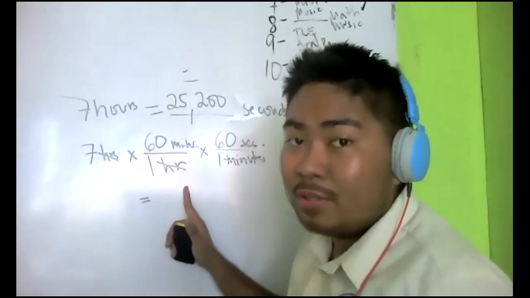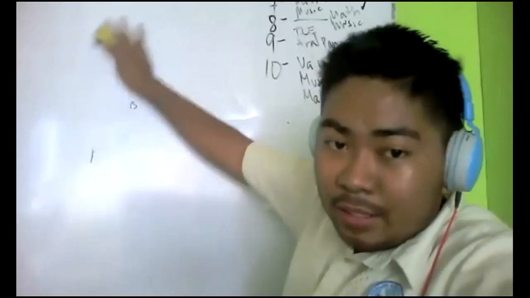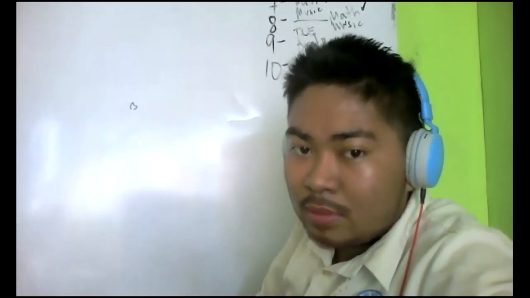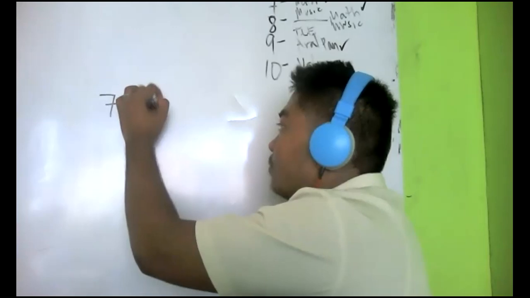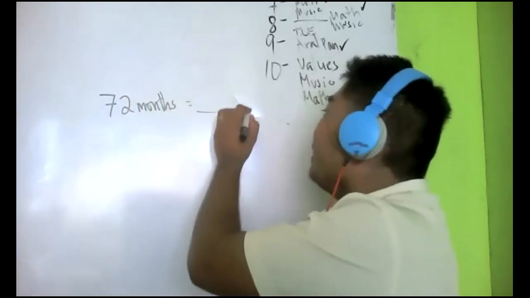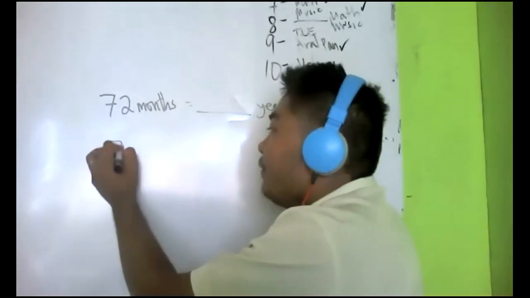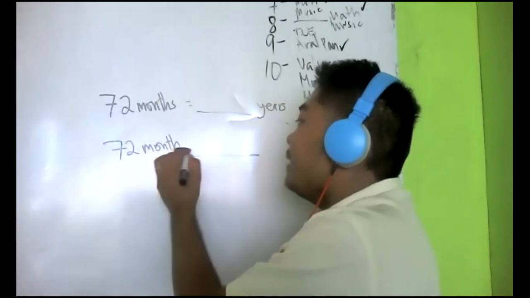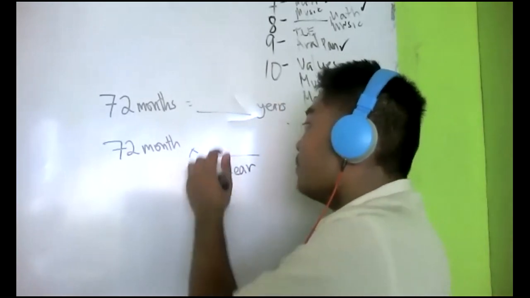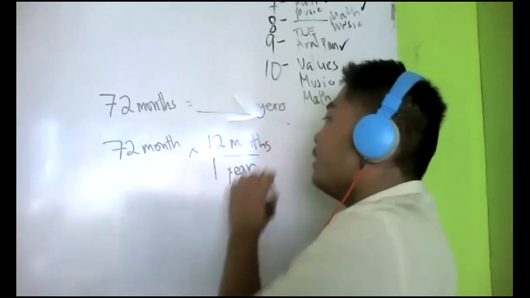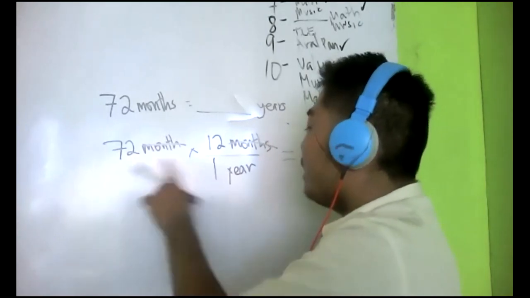But when you go to a bigger unit, you will divide. For example, this one. What about this? This is easy, 72 months. 72 months, how many years? If there are 72 months, we know that in a year there are how many months? 12. There are 12 months.